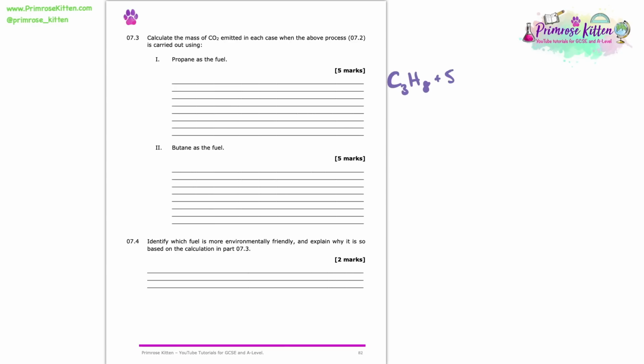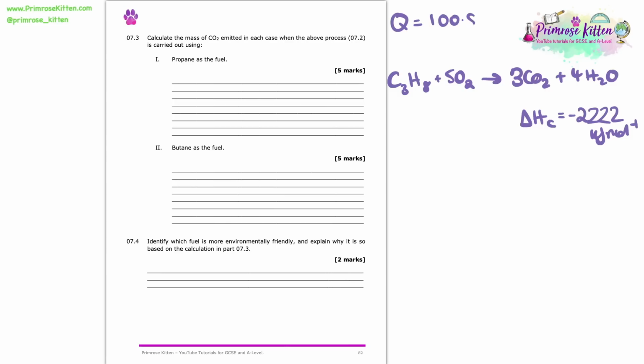So we know that propane plus 5 oxygen makes 3 carbon dioxide and 4 H2Os. We also know that the enthalpy change of the combustion was equal to minus 2,222 kilojoules per mole. So we said here, didn't we, that the energy released was equal to 100.8 kilojoules. So if we use the fact that the enthalpy change is equal to Q over the number of moles, then we can work out how many moles of propane are required to do this. And then once we know the moles of propane, we can work out the moles of carbon dioxide by using our balanced equation. So here we've got moles equals Q over delta H.